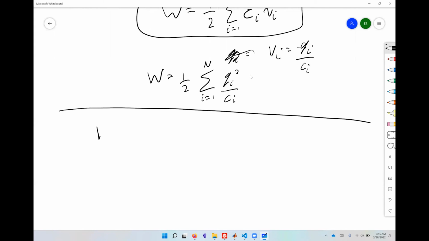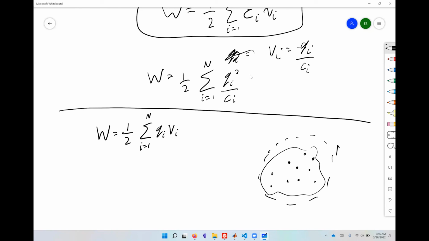So this is the equation that we've established: W equals half the sum from i equals 1 to n of Qi Vi. Let me write it in this form. This was established only for point charges. So I bring in n number of point charges. The question is, how do we deal with charge distributions?